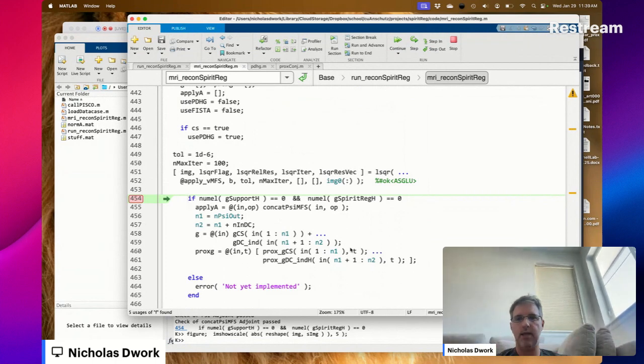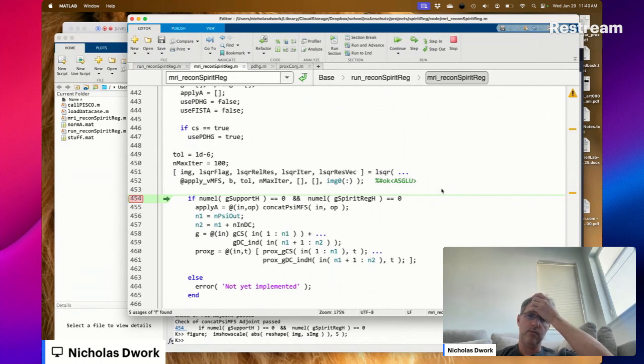And so that indicates that minimizing the L1 norm of the wavelet transform of the image is not changing much. Okay. I'm doing this in the wrong spot.